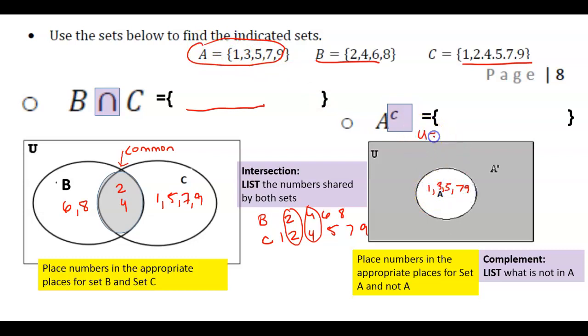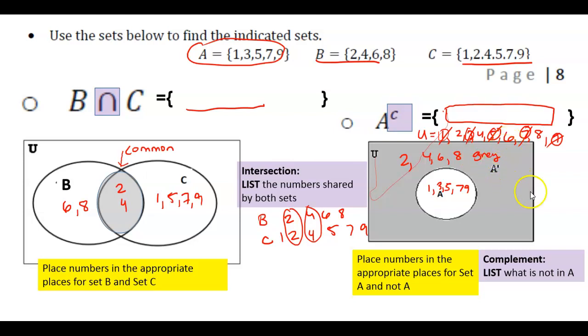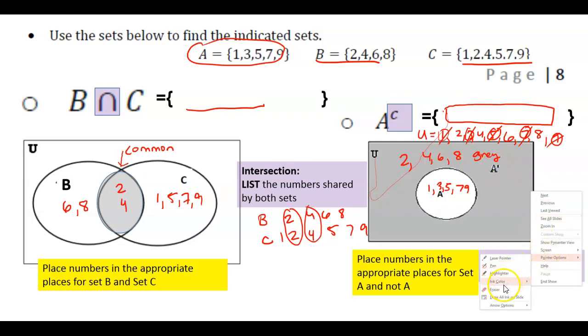Remember, the universal set, I believe, was 1, 2, 3, 4, 5, 6, 7, 8, 9. So essentially we already included the 1, the 3, the 5, the 7, and the 9. That means that what was not in A was 2, 4, 6, 8. So that's what we'll list right here. All the numbers that are not in A are in the gray. Okay, let me go ahead and erase that scribble mark. I apologize.